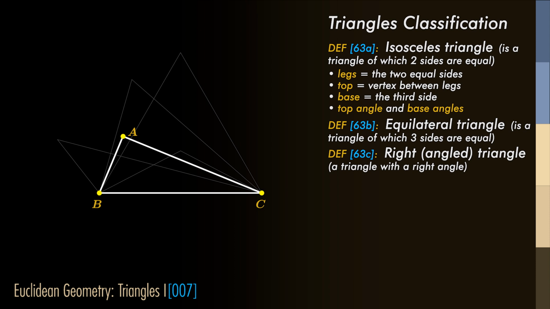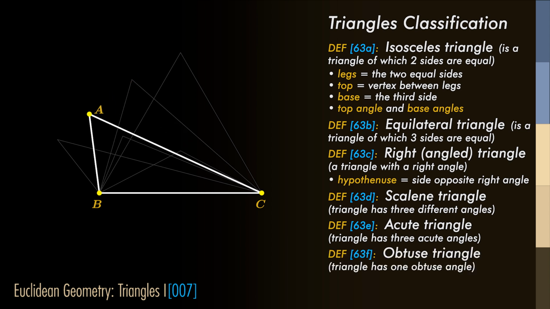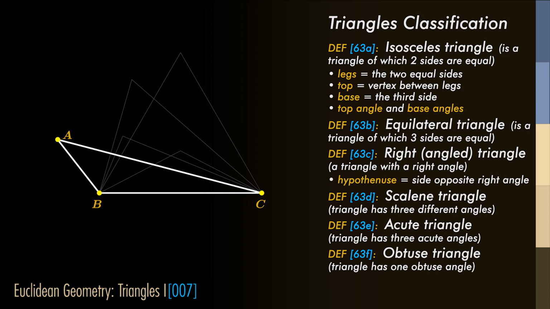A triangle is called a right triangle or a right angle triangle if an angle is equal to a right angle. The opposite side from the right angle is called the hypotenuse. A triangle is called scalene if the 3 angles are all different from each other. An acute triangle is a triangle with 3 acute angles. An obtuse triangle is a triangle with 1 obtuse angle. Acute and obtuse triangles are 2 different types of oblique triangles. This in contrast to right triangles.